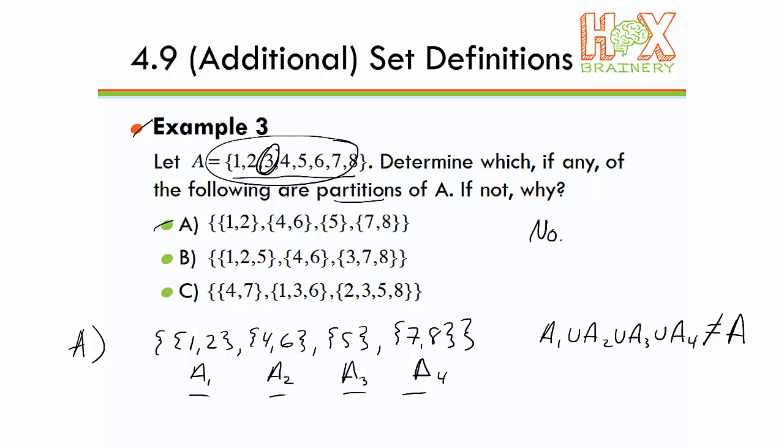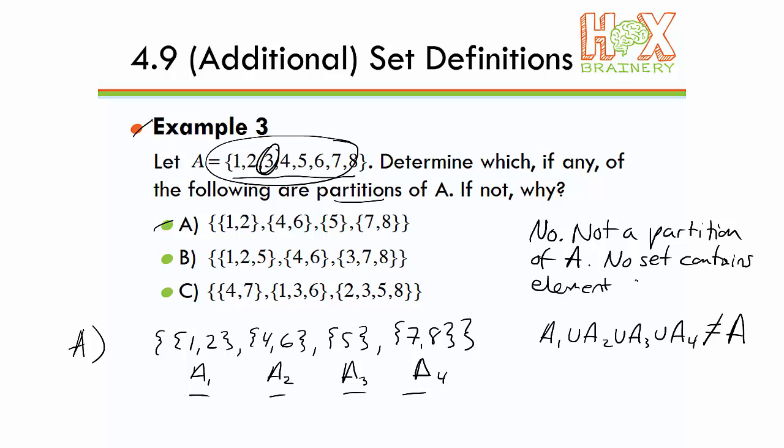So we're going to say no, not a partition of A. And our first condition is not met. No set contains element 3. Therefore, first condition not met or not satisfied.